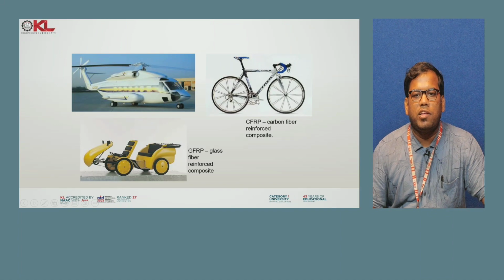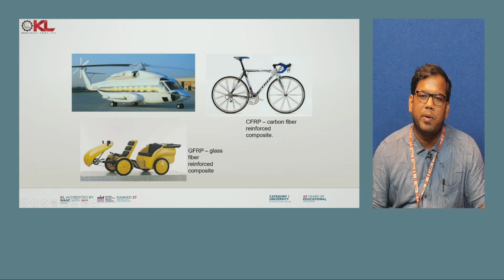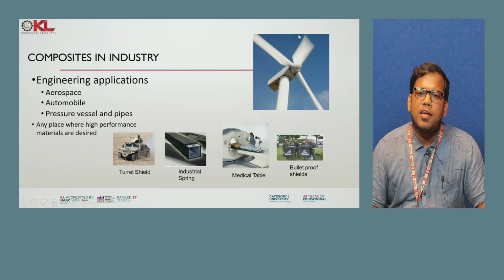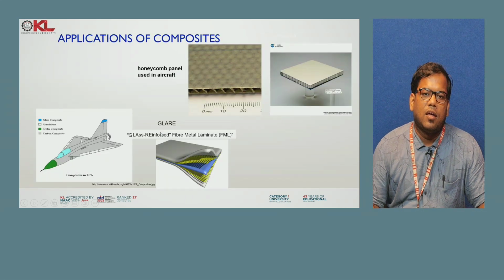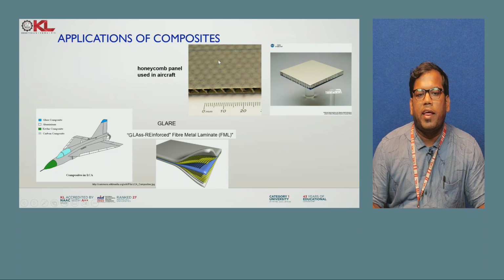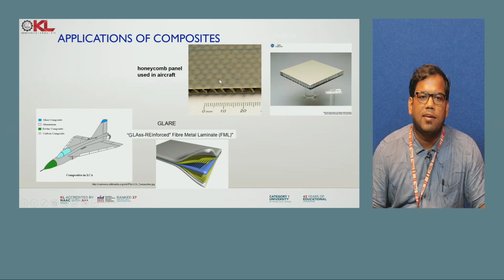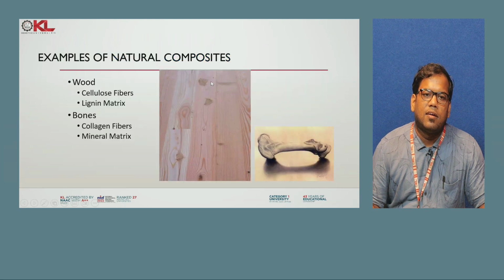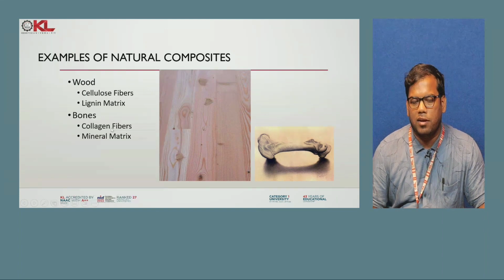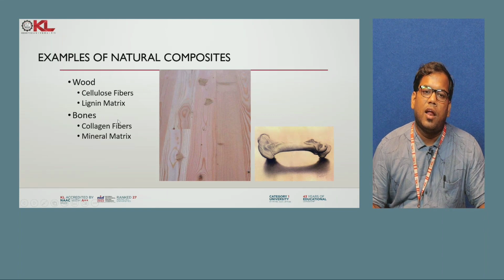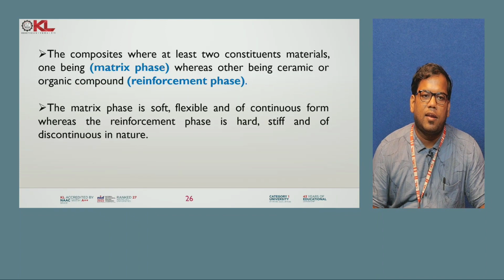Blades or sports cycles, these are made up of polymer composite. Renewable energy, windmills and parts of windmills, biomedical application, industrial spraying, all these are made up of some composite material. You see this honeycomb panel used in aircraft, it's a composite material. Natural composites, as I said, wood and bones, are fine examples of naturally available composite material.